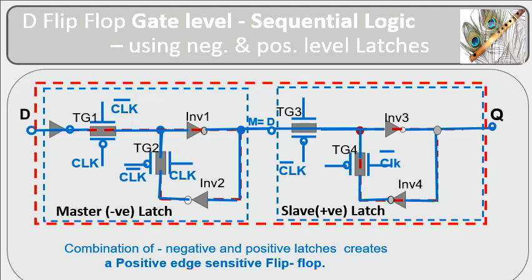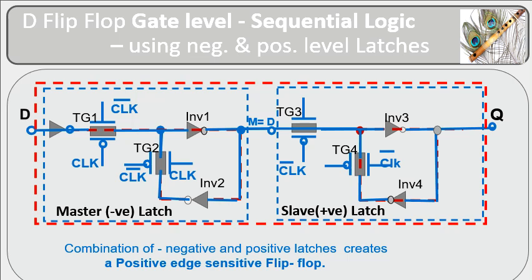Timing characteristics of a flip-flop. Due to the transmission gate and inverter timing delays of the master and slave latches, the input data must be made available in advance for a specific period of time before and after the clock edge transition occurrence.